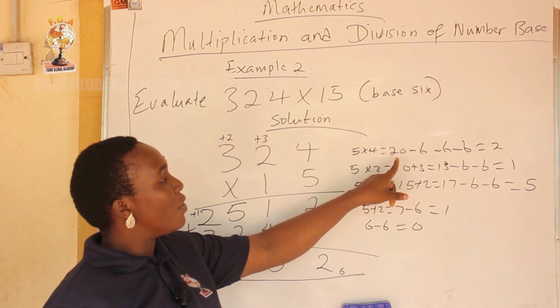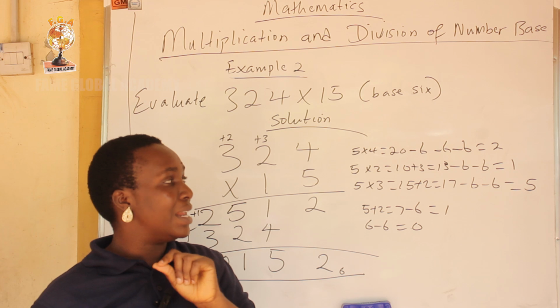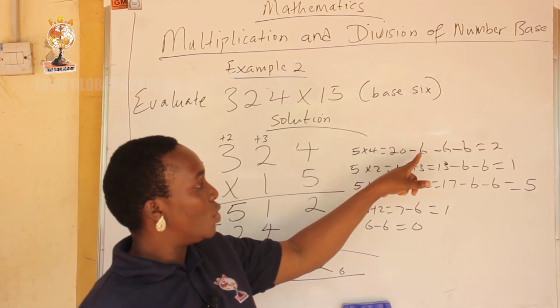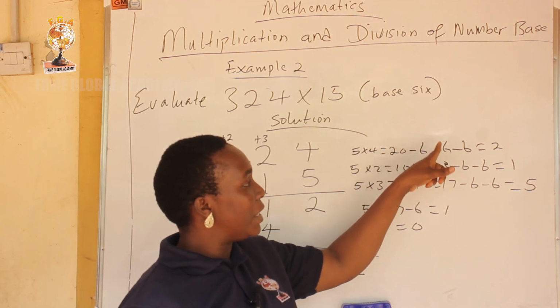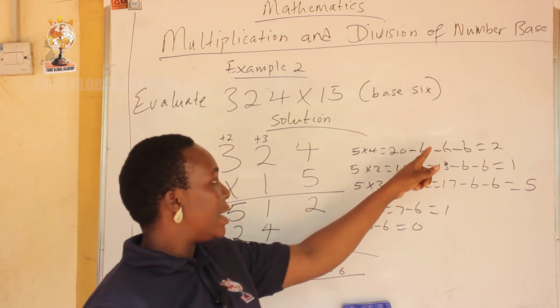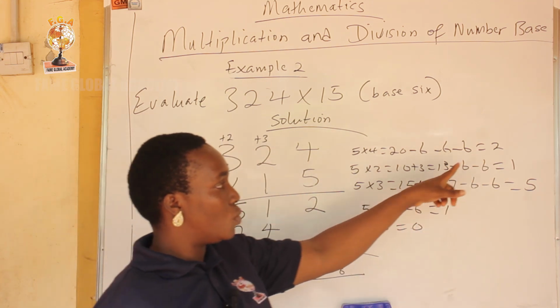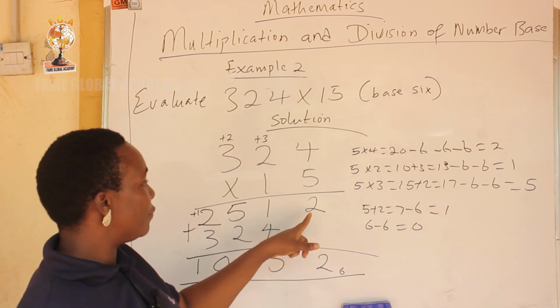Now you agree with me that we are going to subtract 6 3 times from 20 before we can have an answer that is less than 6. And that's what we did here. 20 minus 6 minus 6 minus 6. This 6 3 times will give us 18. 20 minus 18, that will give us what? 2. Sorry for that. So we have 2 here.